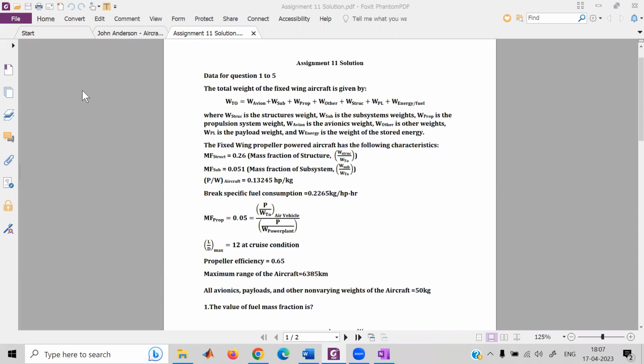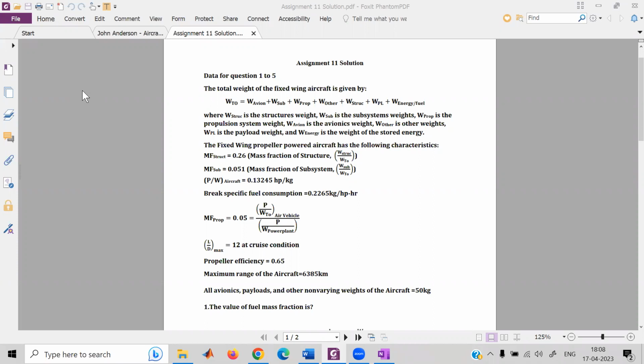Okay, so then I'll ask this question. The mass fraction that we're going to compute using just the Breguet equation for range, how accurate will that be? Can you comment on it? Will it be accurate, and why not? Sir, it would be less accurate. Why so?